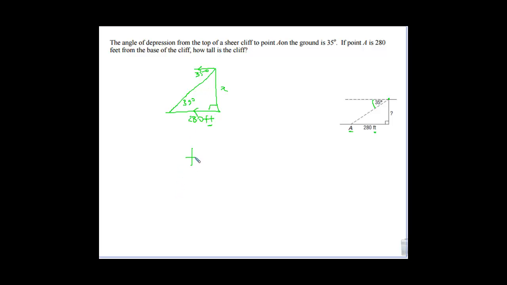So we can say tan of 35 degrees would be equal to x over 280. And so x would be equal to 280 times tan of 35 degrees. Get your calculator and put that into your calculator. That would give you approximately, to the nearest whole number, 196. And again, that would be in feet. So that's how we start to find a side using our angle of depression.